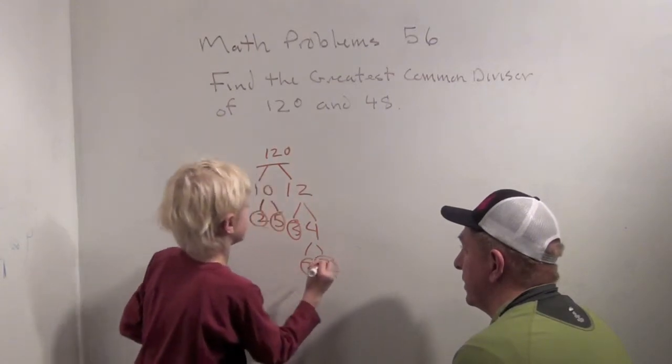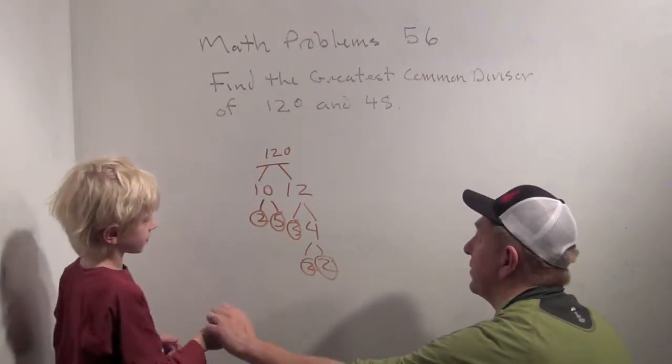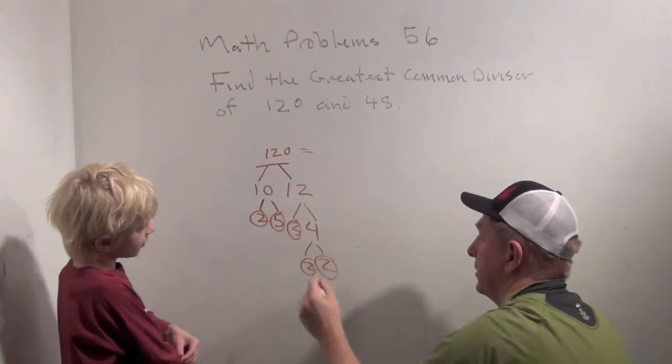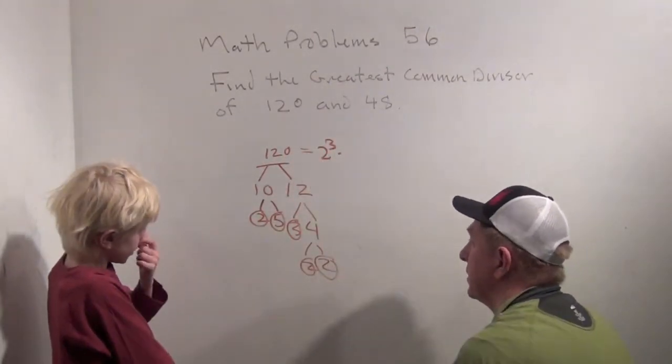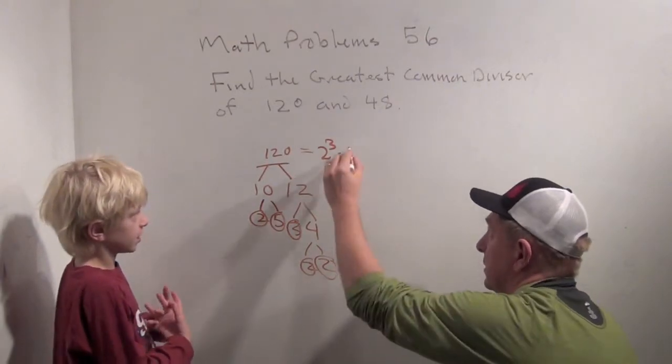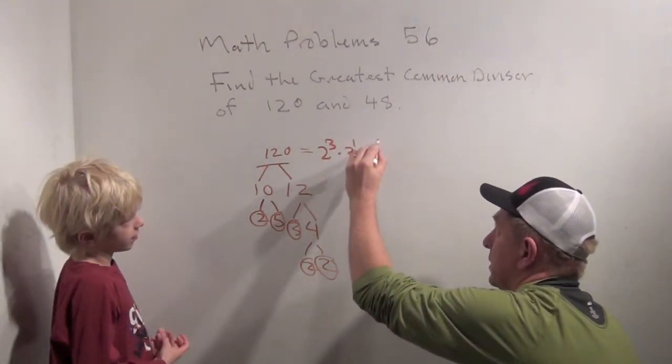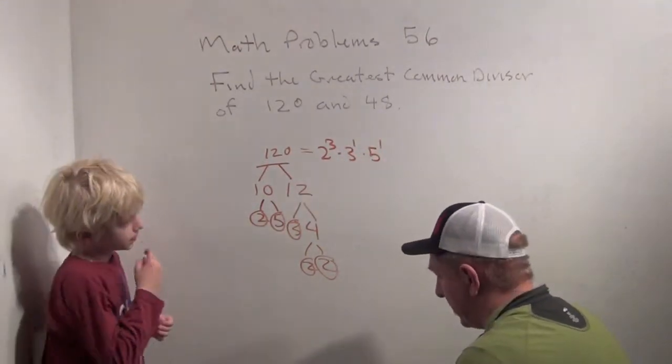Okay, so we get this. So what is 120 equal to? It's 2 cubed, we've got three 2's, times 3 to the 1 times 5. Okay, awesome. That's what 120 equals.